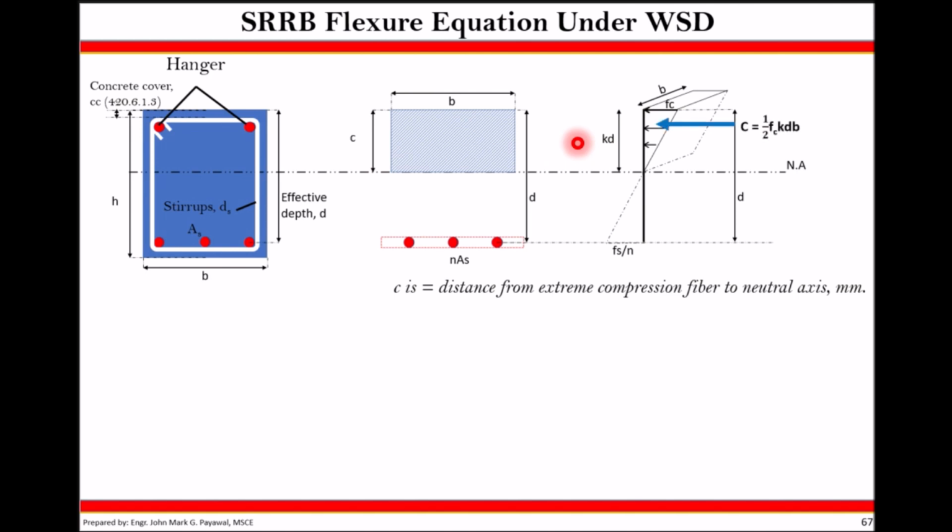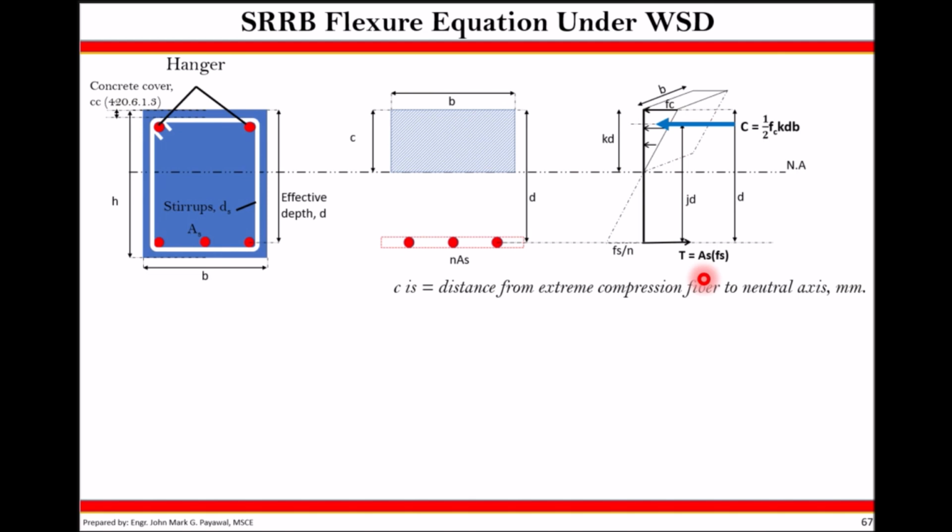Taking the volume of this stress diagram, it would have 1/2 base fc, height of kd, and then a width of b. So 1/2 fc kd b. Again, that's the compressive force at your concrete. At the bottom, it would have been your tension. Your tension is equal to As multiplied by fs. So these are forces having a lever arm of jd.